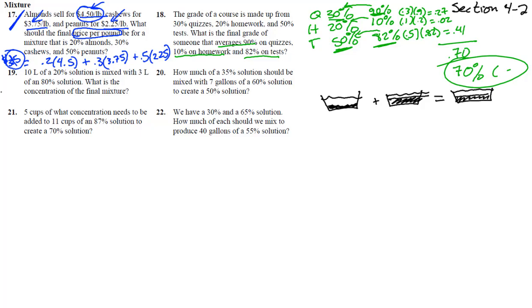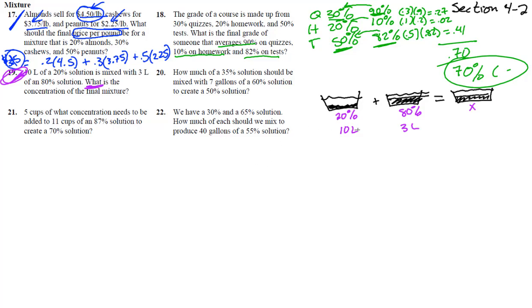Okay, so here we have 10 liters of a 20% solution. So this is a 20% solution, and I have 10 liters of it. And 3 liters of an 80% solution, and that equals, it says, what's the concentration? So there's our X. What is the concentration of the final mixture?